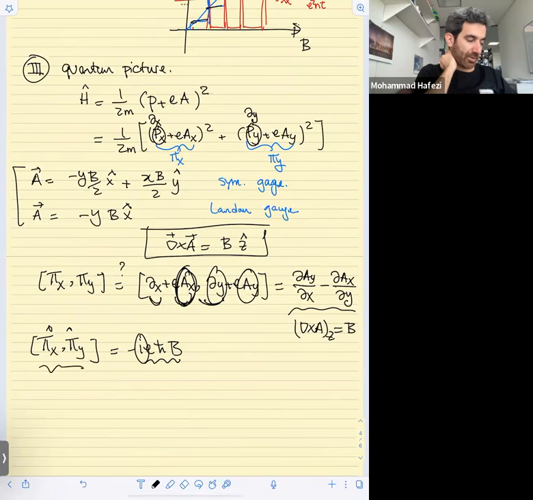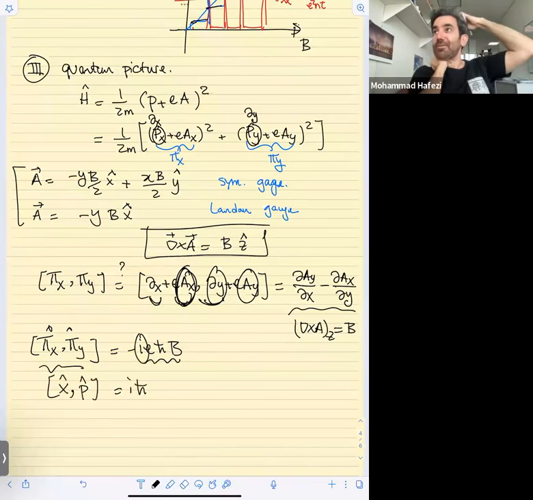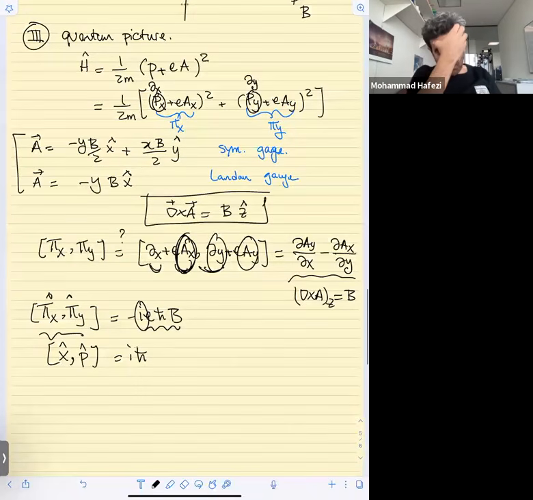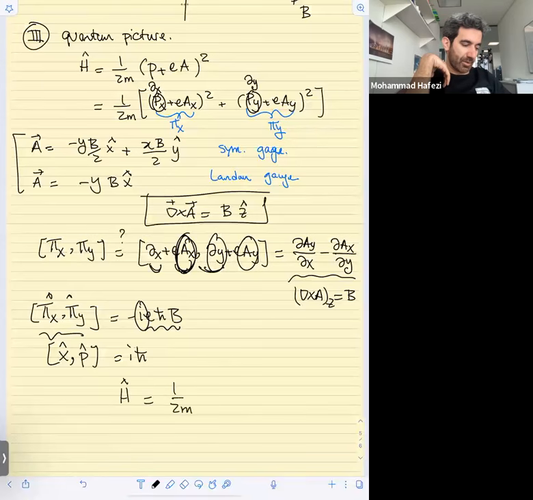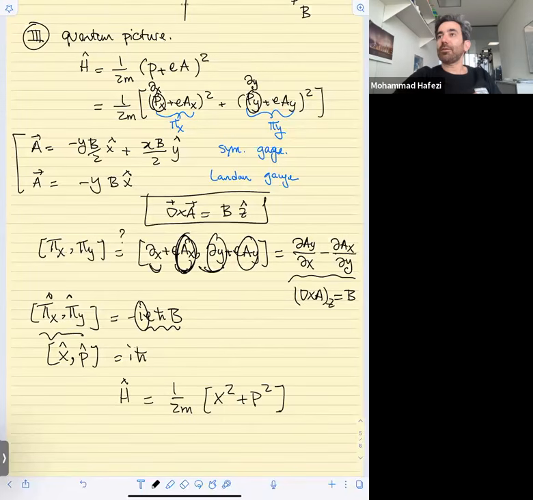And it immediately reminds us of x and p, right? The commutator of pi x and pi y is very similar to position and momentum. So then in your head, you can look at this Hamiltonian, and this is nothing but just 1 over 2m, some x squared plus some p squared, right? And that's the Hamiltonian of a harmonic oscillator, right? And the Hamiltonian of a harmonic oscillator gives you a harmonic ladder. So we have already solved the problem.